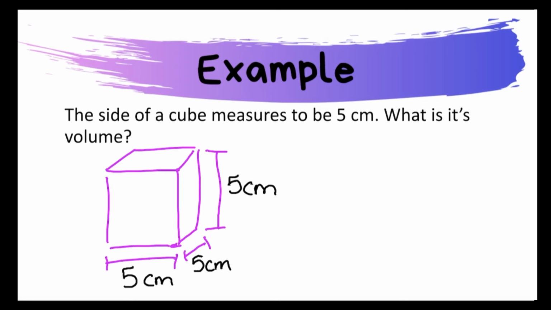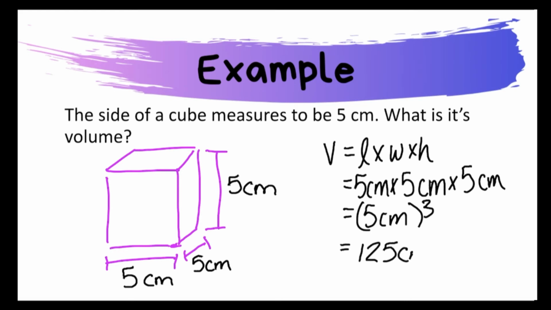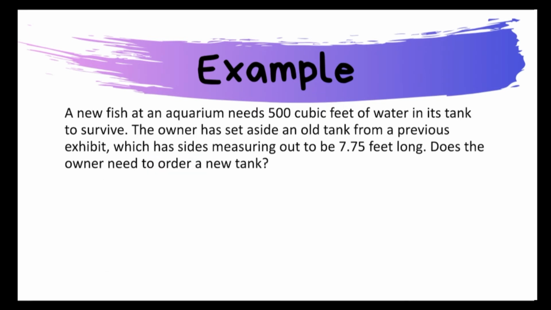So if we look back on our formula, we have that volume is equal to length times width times height. So we can either write out all of the 5 centimeters individually, or we can write this as 5 centimeters cubed. So if we evaluate this, we get 125 centimeters cubed.